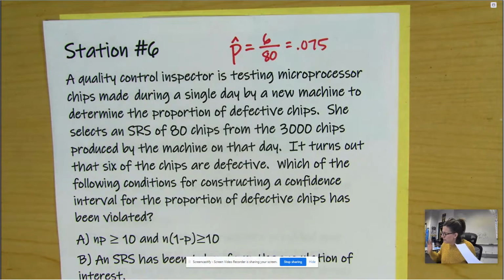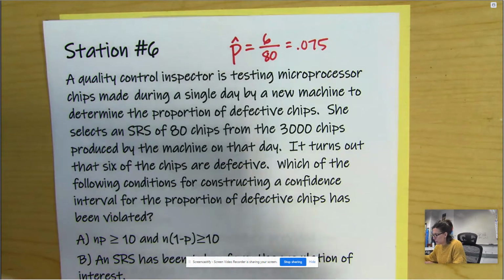This is asking all about conditions. There's a person inspecting a microprocessor chip, and they're seeing how many are defective. So this is proportions because it's either defective or not defective. And so we are going to go to the conditions.